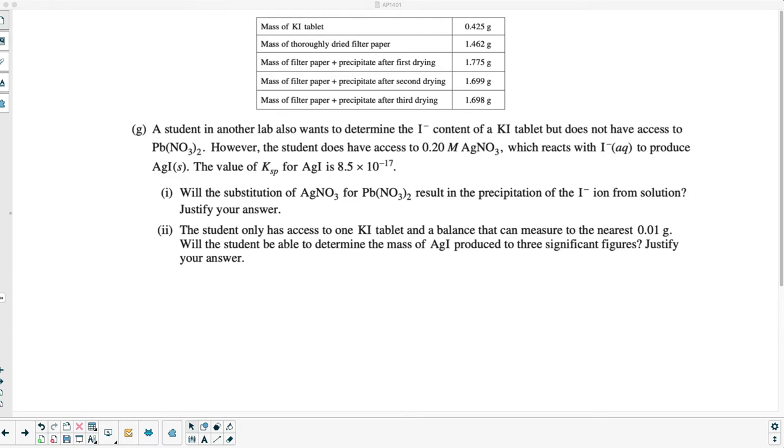Last one is letter G for this AP problem. So cool, this one's going to be a pretty quick screencast also, which works out. I'll use blue this time.